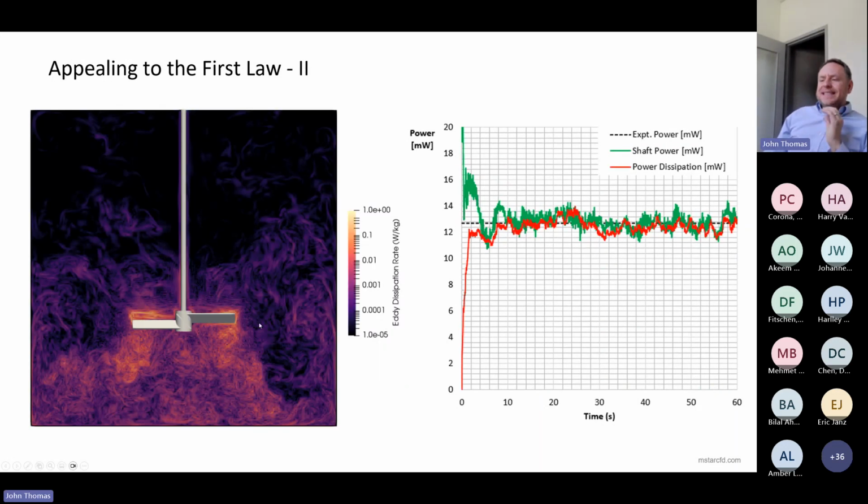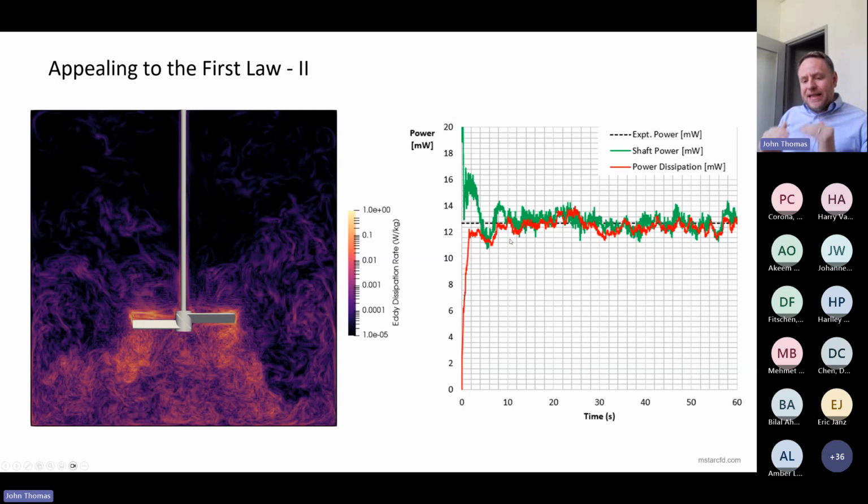And so foundationally, if I take a simulation like this and I integrate over the entire volume the local energy dissipation rate, you recall, I told you, it's the double dot product of the strain rate tensor at each of these voxels. If I integrate that over the volume, I get this red line here. This is a very, very satisfying line, because what this line is telling us is that the volume integral of all the EDR is converging to the shaft power, which is agreeing with the measured power number.